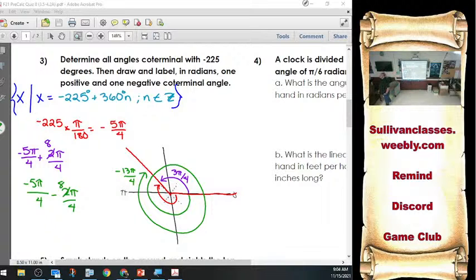Please, even though you're technically right, don't be the kid that gets all spirally on it and wants to add like 8 revolutions for your coterminal angle. All right, just keep it simple.